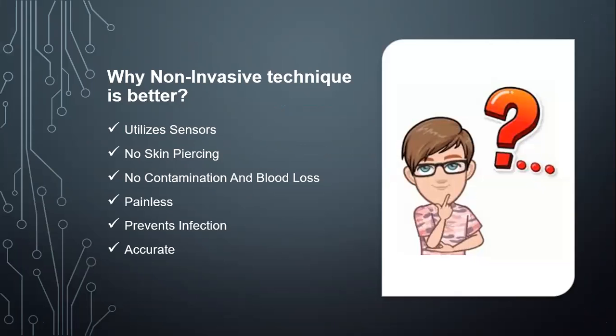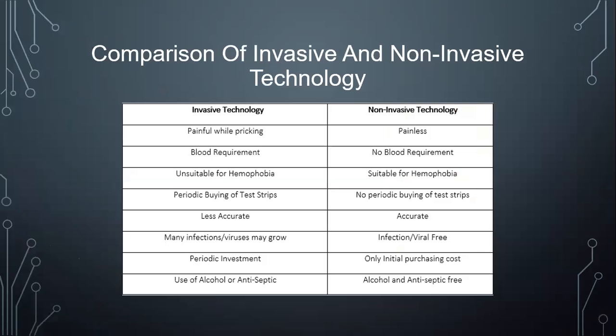So why is the non-invasive technique better? Because it utilizes sensors, number one, there is no skin piercing whatsoever. Number two, there is no contamination and blood loss. As you would know, when we do venipuncture there is contamination and a loss of blood as well. Number three, it is quite painless. It prevents infection because there is no need for any needle to enter into our skin. And number four, it is accurate as compared to the traditional way of checking urea and creatinine level.